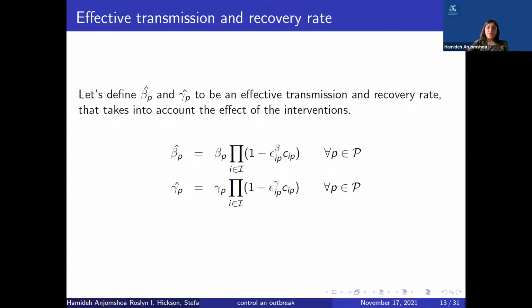Now, one other important factor we need to consider is that after we apply interventions, we need to know how everything changes. So we define beta hat and gamma hat P to be the effective transmission and recovery rates that take into account the effect of interventions. Each of these equals a multiplication of applying that intervention based on the coverage CIP that we decide to have.